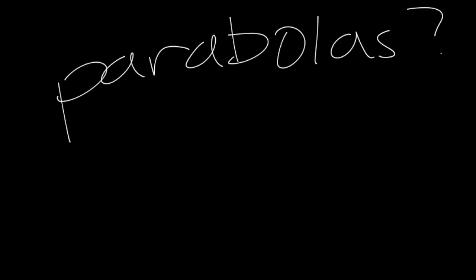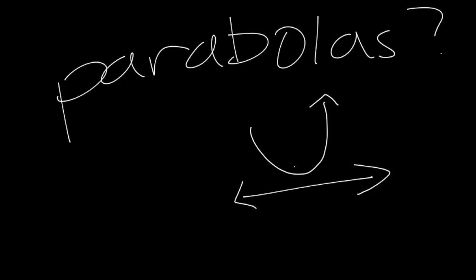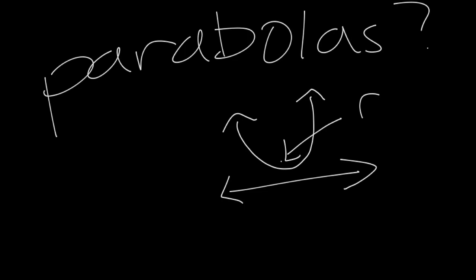Now, what is a parabola? Well, according to Mr. Cotter, a parabola is a set of all points that are equidistant from a point and a line. So it kind of looks like a U. This point is called the focus, and this line is called the directrix.